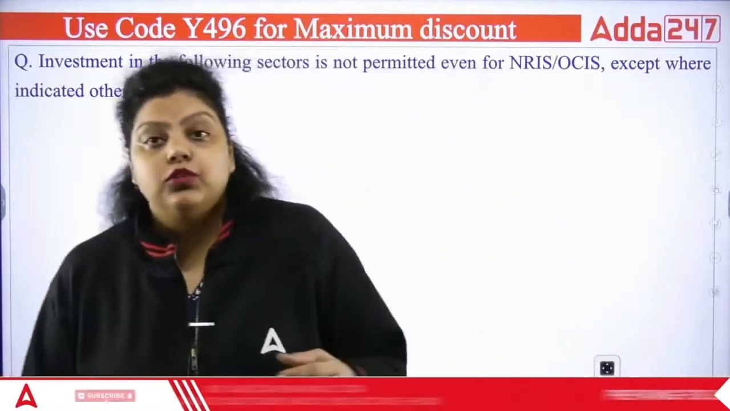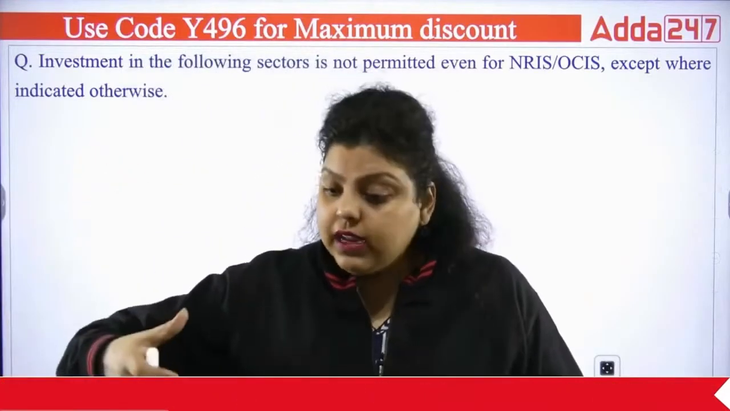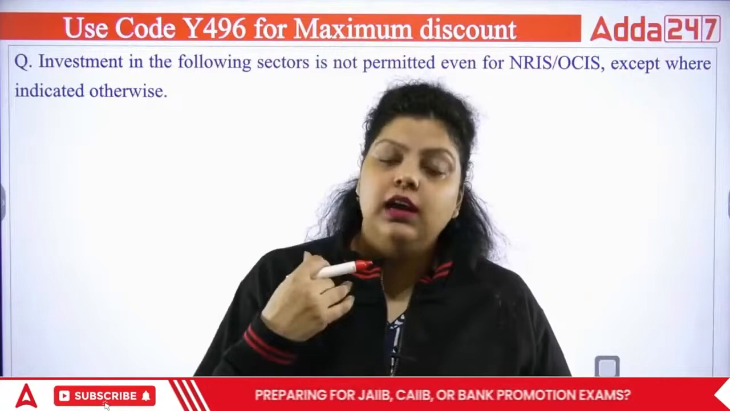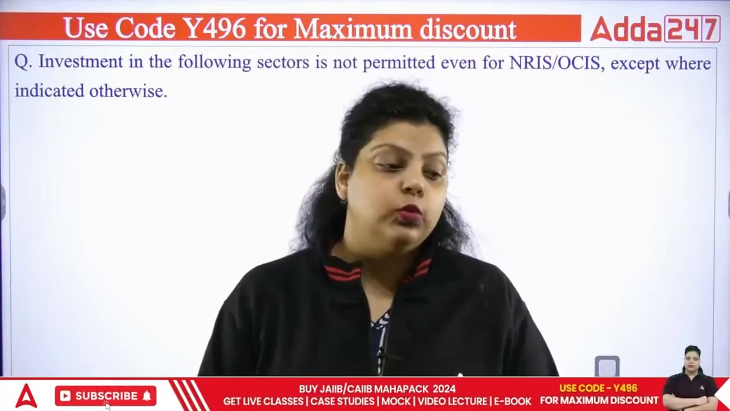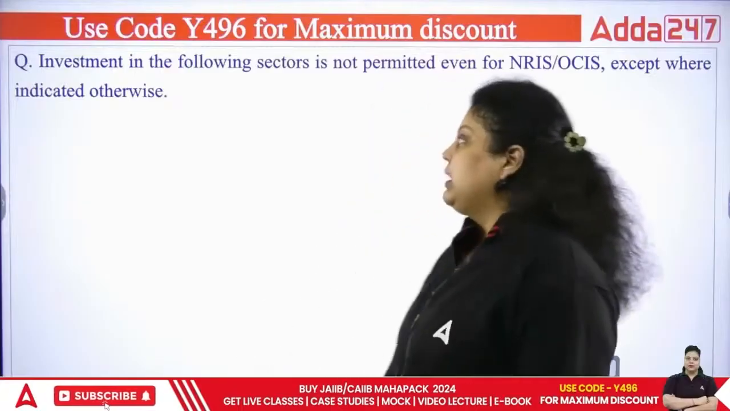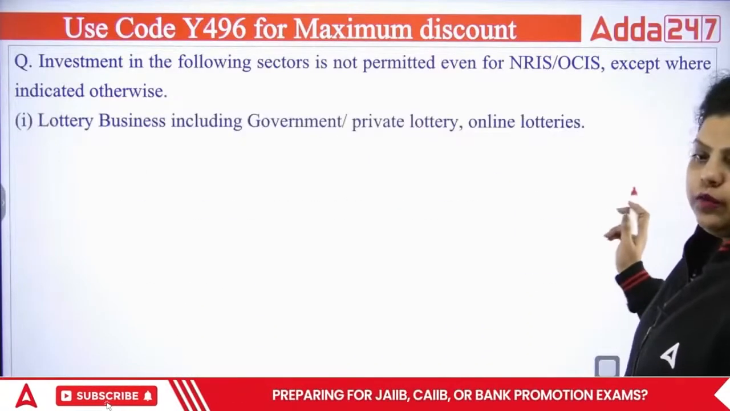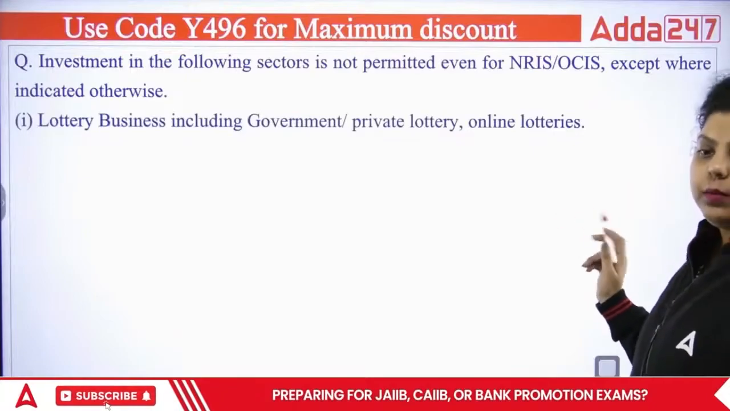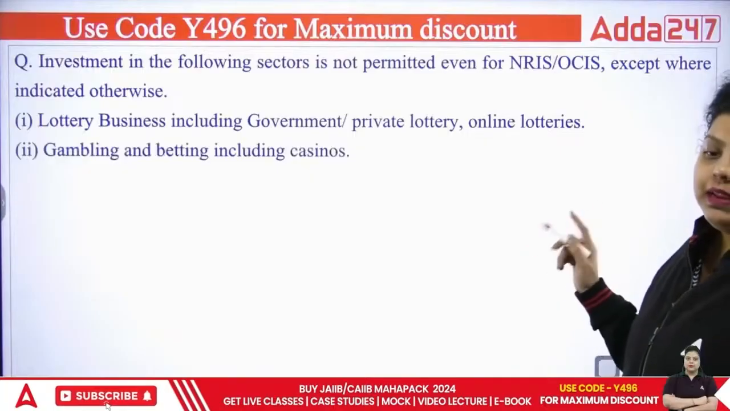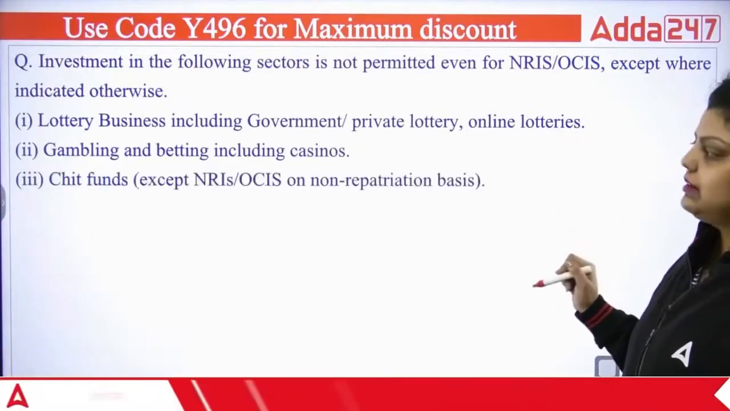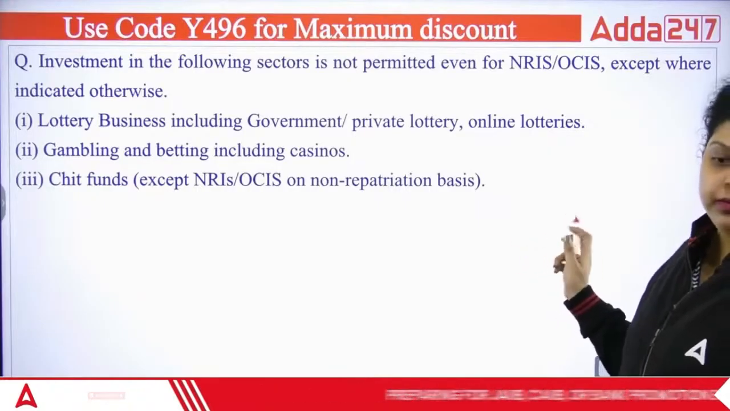They are persons who took birth in a certain other country. They are living in India, and we have given them the citizenship. These persons are known as overseas citizens of India. Okay, now you have to answer which of the following sectors is not permitted. First is lottery business, including government, private lottery, online lottery. Second is gambling and betting, including casinos. Third is chit fund, except for NRIs, OCIs on a non-repatriation basis.